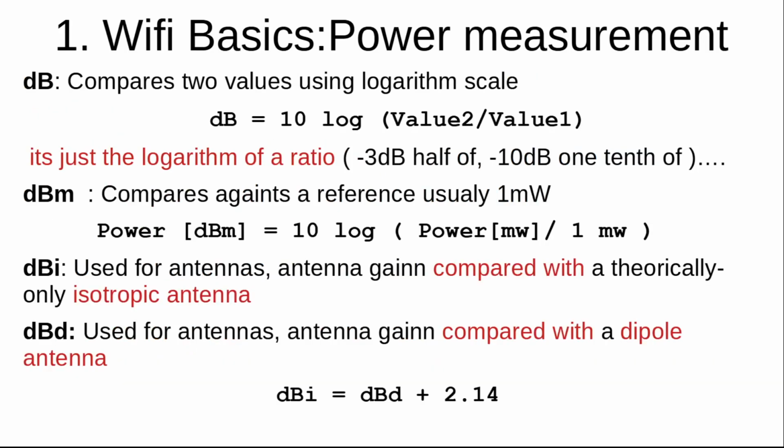Remember how to calculate dBs. It's just the logarithm of a ratio. dBm is also the logarithm of a ratio, but the reference value is 1 milliwatt. dBi is a way to calculate antenna gain, where the antenna gain is compared with a theoretically isotropic antenna. And dBd is the same, but the comparison is made with a dipole. You can translate between dBi and dBd with that formula.